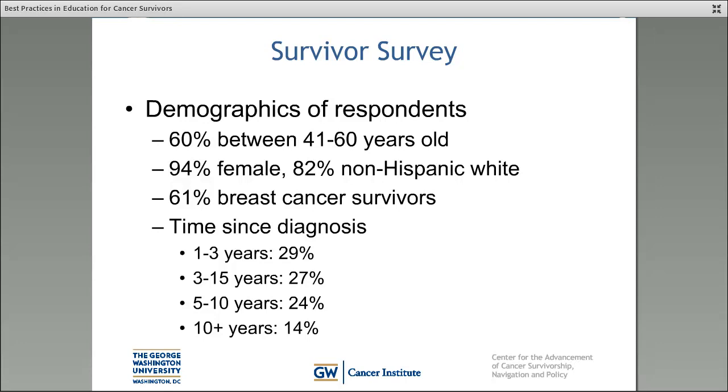Most of our respondents identified as being breast cancer survivors, and there was a range on time since diagnosis, but a slight majority were 1 to 3 years from diagnosis. Only 6% were 1 year or less from diagnosis. We had respondents from 34 states and Puerto Rico, and the most from any one state was 17% from Washington, D.C.